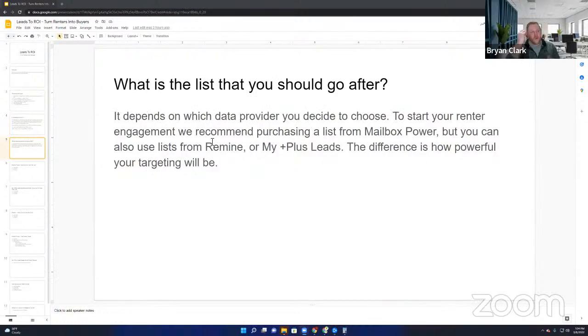All right, so what is the list that you should go after? It's really going to depend on your data provider again. So to start with renter engagement, we recommend purchasing a list from Mailbox Power. There's a couple of reasons why we recommend this. Number 1, you can target renters specifically through Mailbox Power.